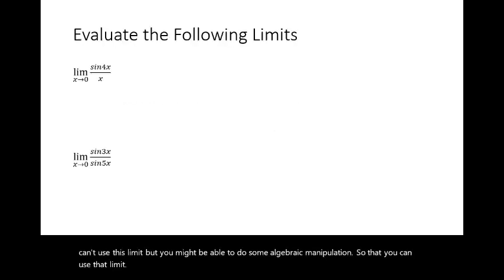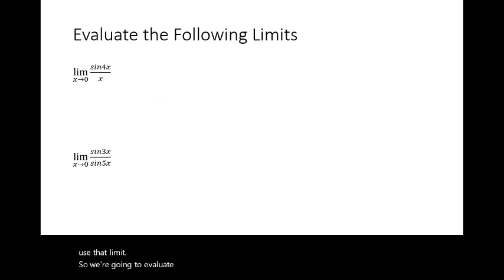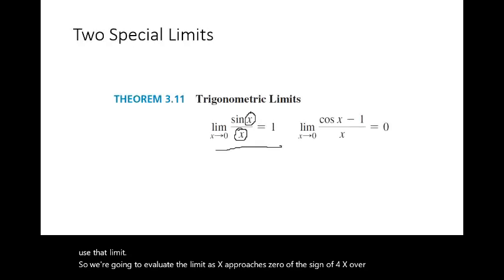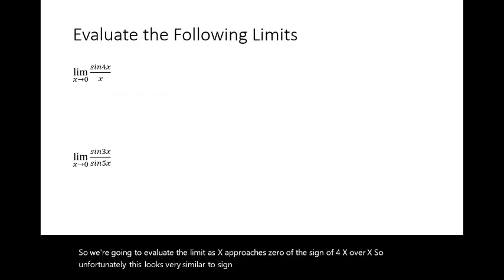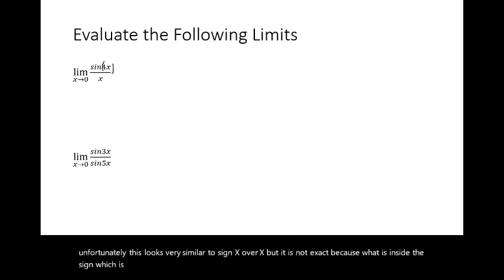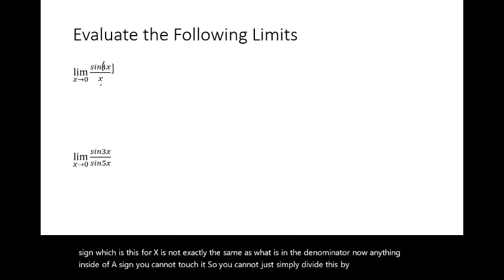So we're going to evaluate the limit as x approaches 0 of the sine of 4x over x. Unfortunately, this looks very similar to sine x over x, but it is not exact, because what is inside the sine, which is this 4x, is not exactly the same as what is in the denominator. Now, anything inside of a sine, you cannot touch it. So you cannot just simply divide this by 4. That 4x is inside of the sine function. You are stuck with it.